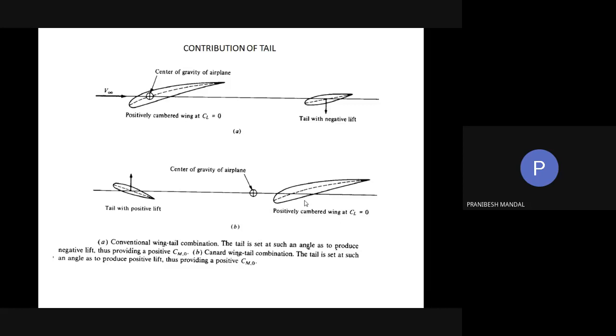And you see figure A, it says that the tail must have a negative lift. If the tail is having a negative lift, then the tail can actually provide some positive moment about the CG. Yes or no? Yes, sir. And that is why the lift of the tail is very important. It is always a negative lift and the tail is actually set at a negative angle of attack, which we call the tail setting angle.